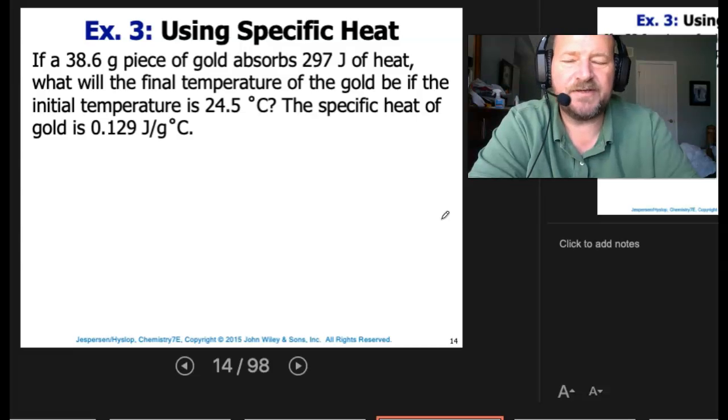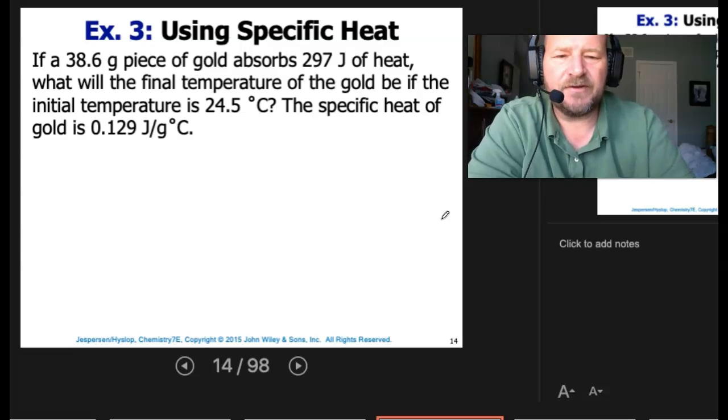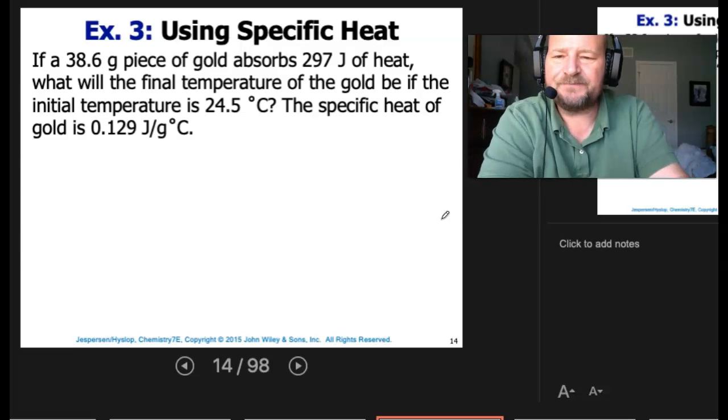So you can see it's a pretty common technique to give you the specific heat of the metal or whatever it is you're looking for at the very end. So again, you don't need to memorize those numbers. You'll see if you can find them. You can either look them up or they'll be provided somewhere in the question.